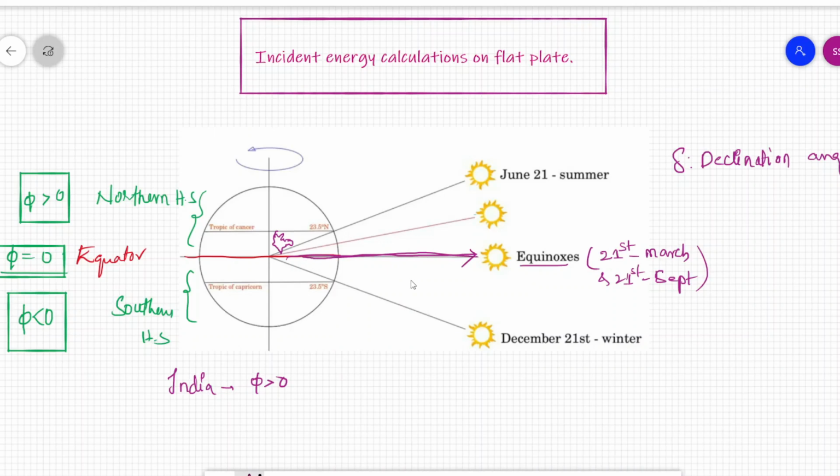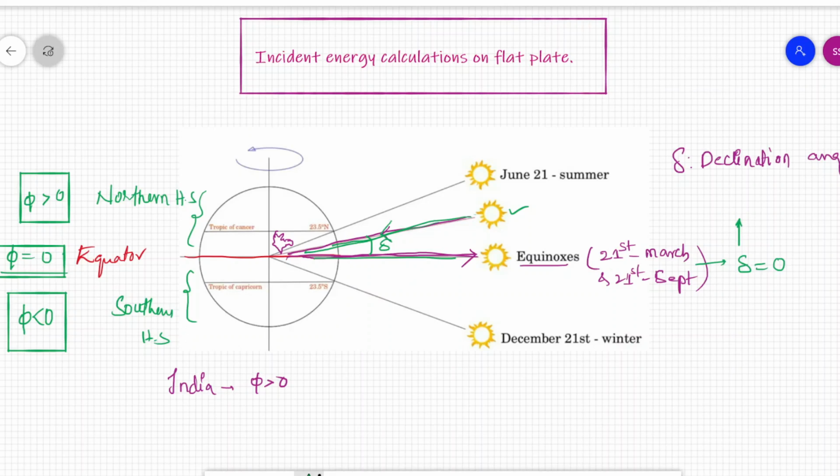So what is the declination angle now? If we consider this is the position of the sun and this is the insolation line, the angle between this insolation line and the equinox line is called the declination angle. On the equinox days, 21st March and 21st September, the declination will be 0, because the solar insolation coincides with the equator line, so delta will be 0.